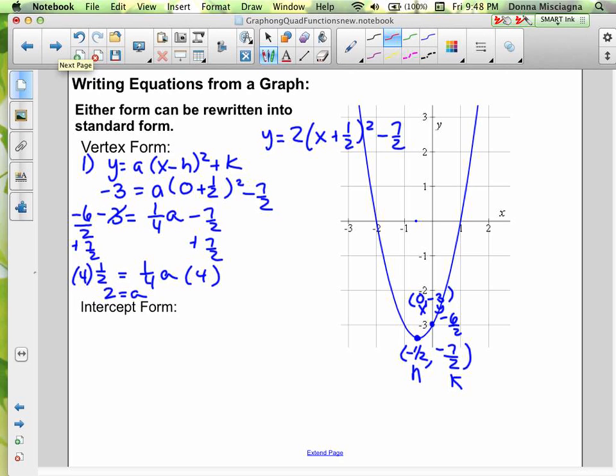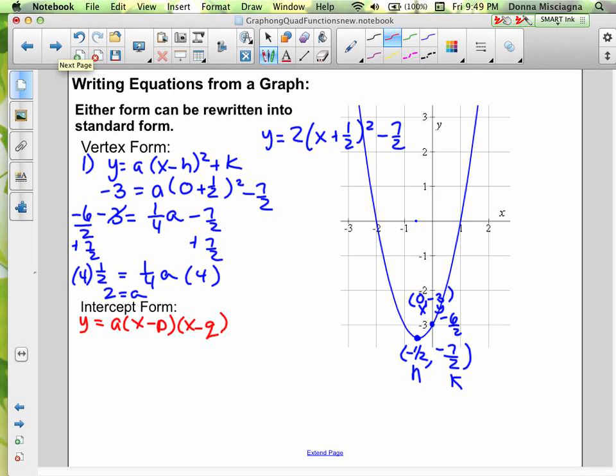Let's do the same thing, but now it's going to be intercept form. And then after that, we'll change it to standard form. So we have y is equal to, and then of course intercept form is a times x minus p times x minus q. Let's just use that very same point. And since it's a nice number, that's a good idea. I certainly don't want to use the vertex again.